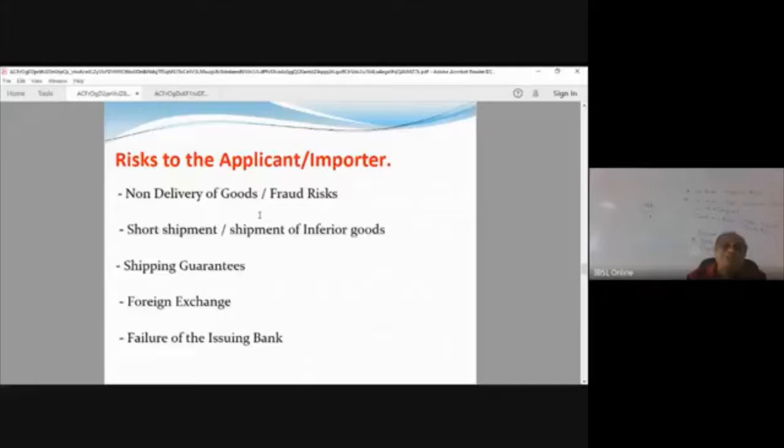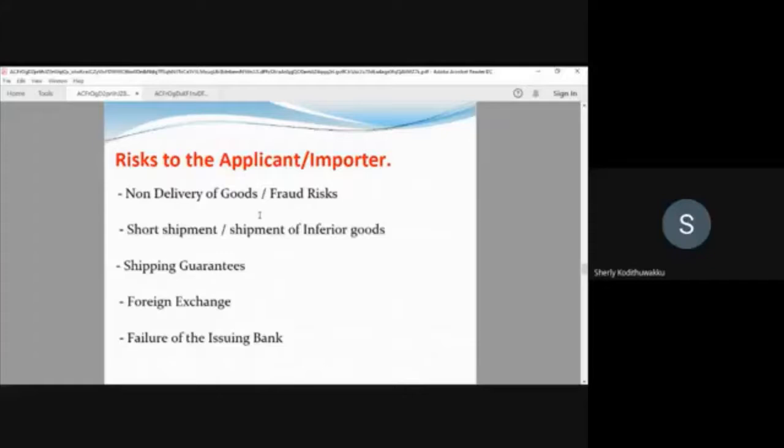Why is it a risk to the applicant, the importer? Shipping guarantees. The importer is at risk here. Why? If in any case the original documents are not submitted for negotiation, if there are any delays, then there's going to be a problem.